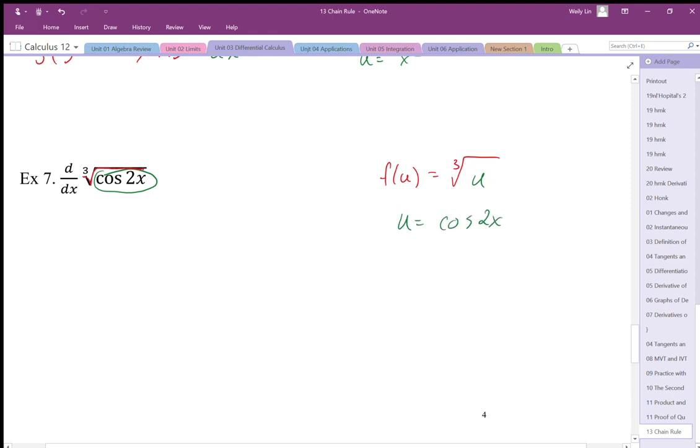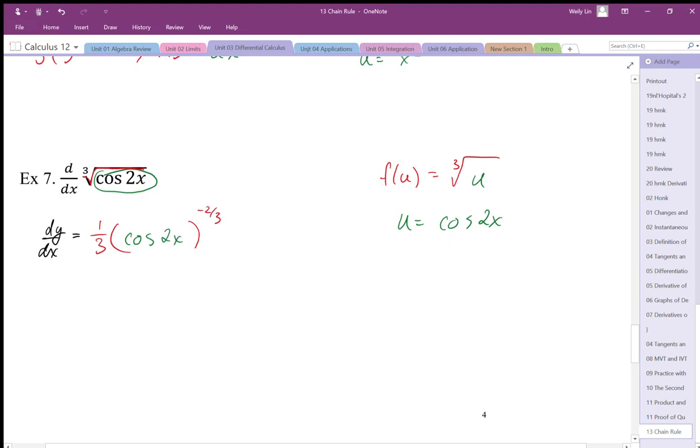So as I differentiate this then, as I find my derivative, dy by dx, I want to multiply dy by du times du by dx, and that will give me my overall rate. So my dy by du is going to be differentiating the cube root function, so I'm going to end up with 1/3 to the power negative 2/3. Okay, and that inside function is the cos function, cosine of 2x.